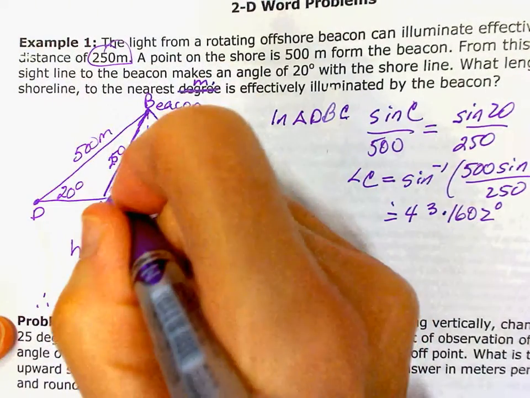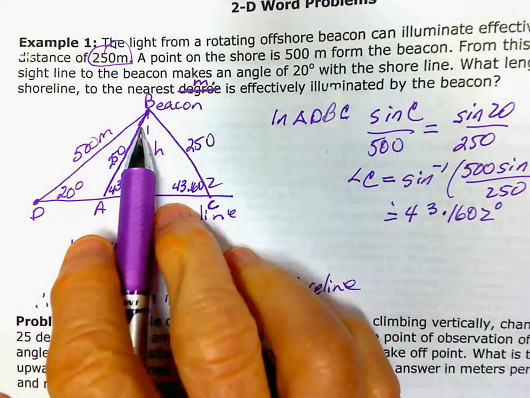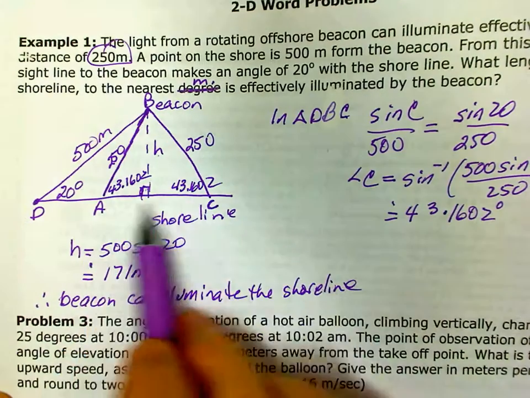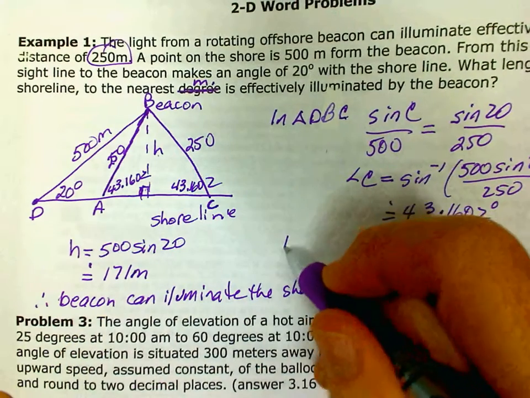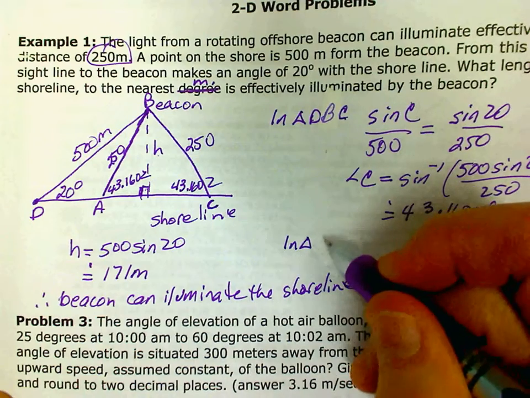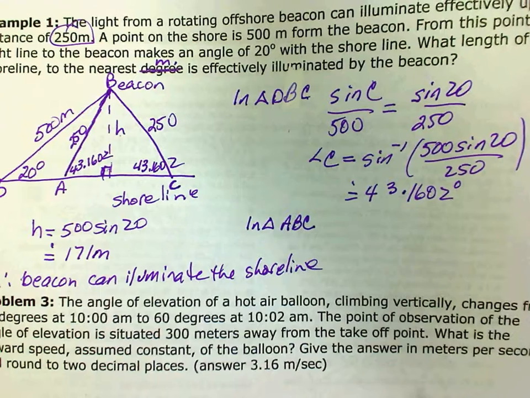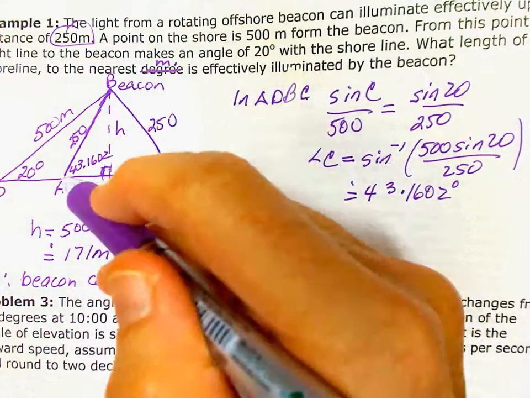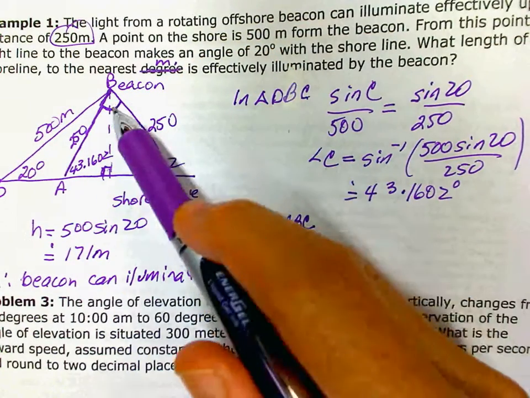This is 43.1602. So that means, right, this is an isosceles triangle. That means we can find this angle B. So now in triangle ABC, we can solve for angle B, right? So if we focus here, now we can solve for angle B. And now once we know angle B, we can get AC.